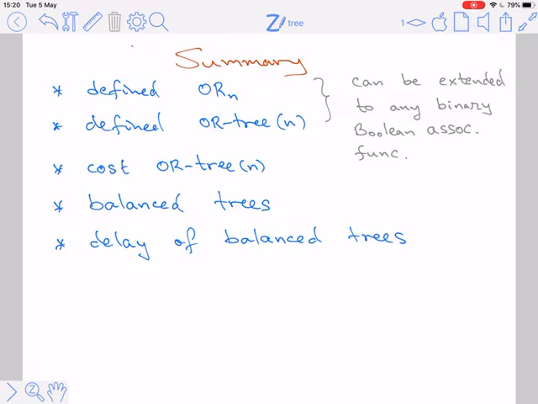I want to summarize this part of the talk. We defined what the OR of n bits is. We defined what combinational circuits called OR trees over n bits are. These definitions can be extended to any binary Boolean associative function. We notice that the cost of an OR tree over n bits is always n minus 1 OR gates. We define balanced trees, and we analyze the delay of balanced trees and show that it achieves the minimum, which is log base 2 of n rounded up.